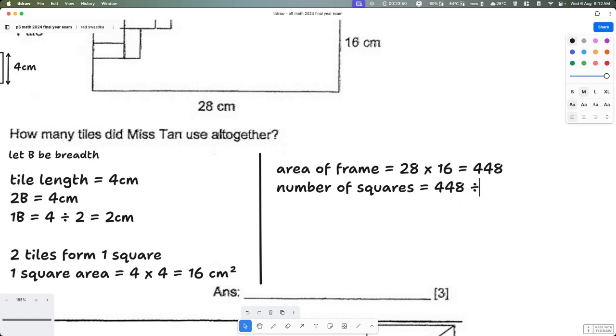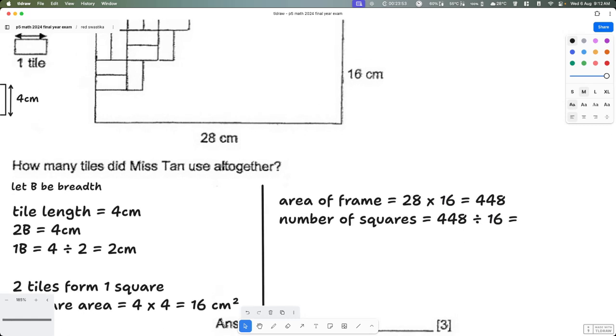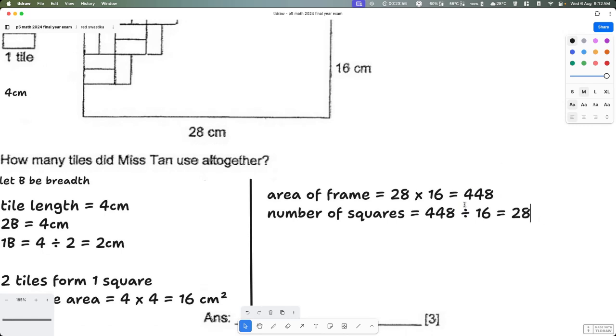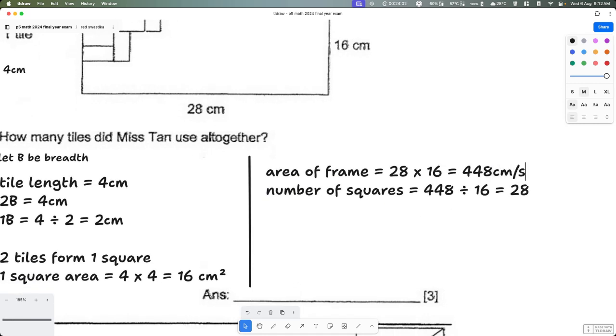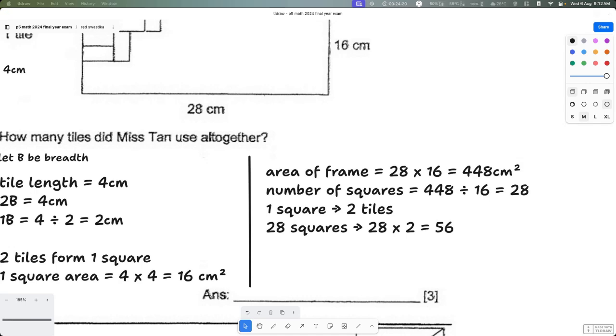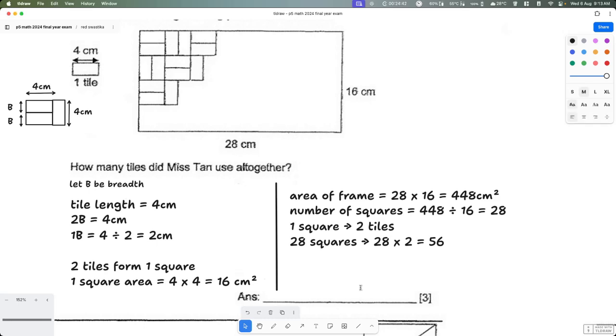Divide by square area, which is 16. Yep, and the answer is 28. Number of squares is 28. So now the number of tiles. Since 1 square is equal to 2 tiles, then 28 squares is equal to 28 times 2, and this will give us 56. All right, that's the answer. So the answer is 56.